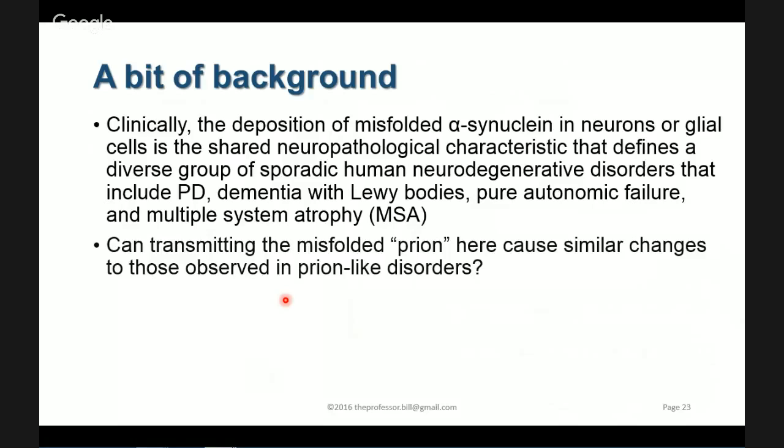You can also have a condition called pure autonomic failure, and oftentimes these conditions overlap a little bit. The thing I'm going to talk to you about is multiple system atrophy. Have any of you heard of MSA before? I know some of you have heard of Parkinson's disease, MSA, multiple system atrophy.